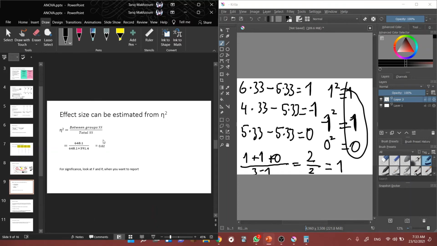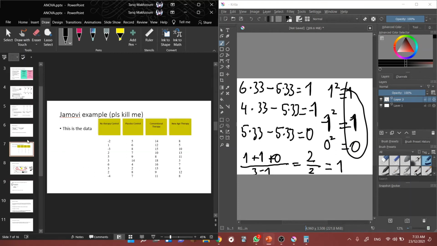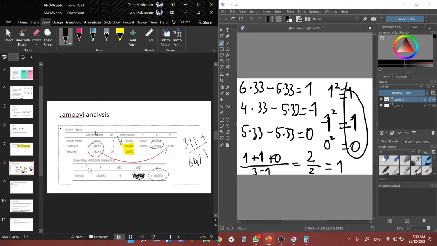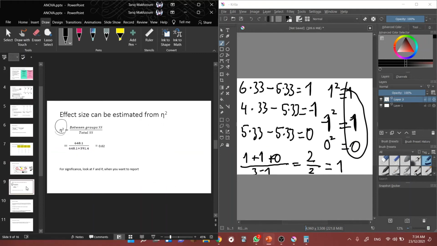So again, effect size, right? You can estimate effect size using eta squared. Okay. So that was the between group sum of squares divided by the total sum of squares. Okay. And so that's going to give us an effect size of 0.62.